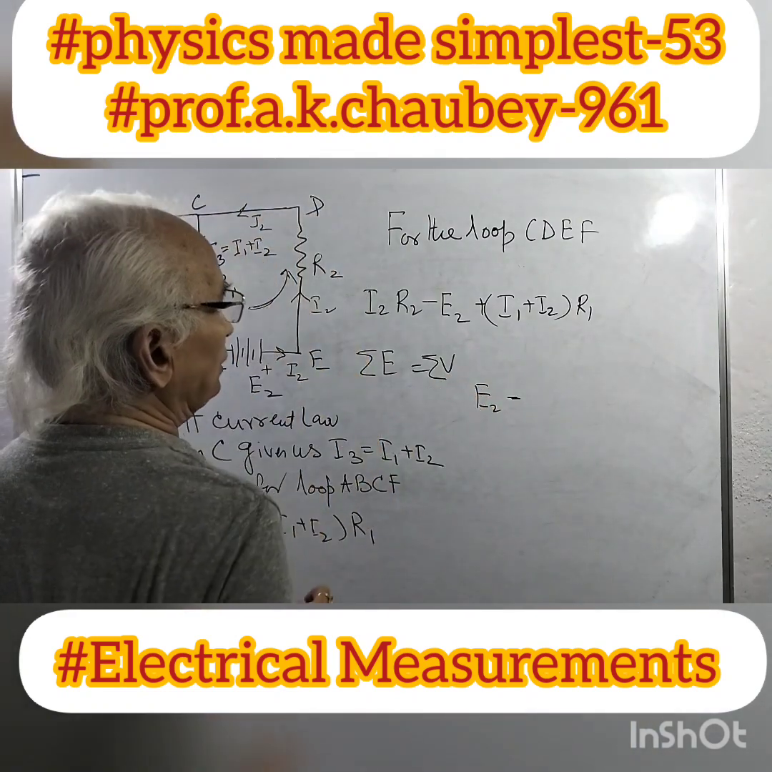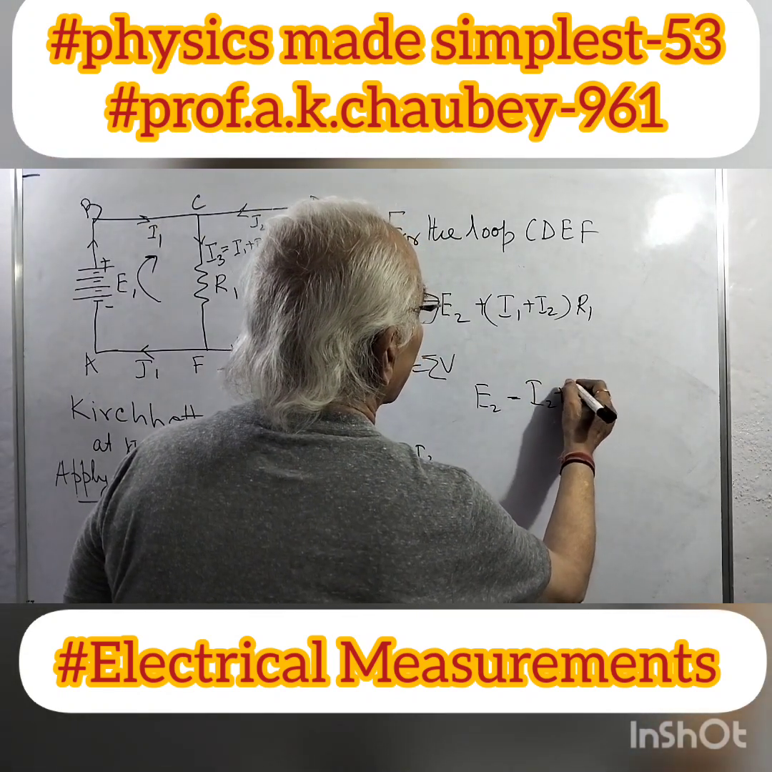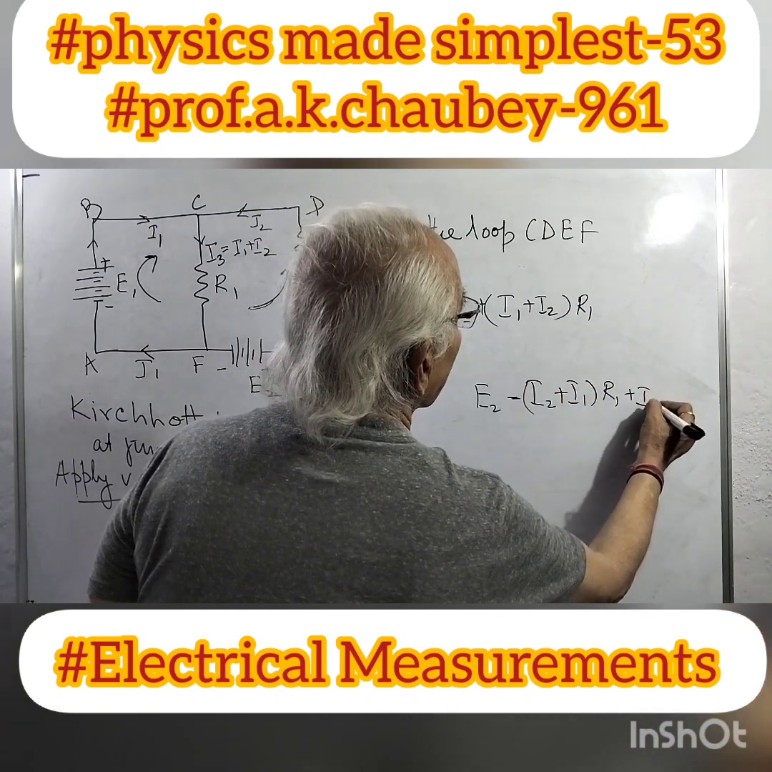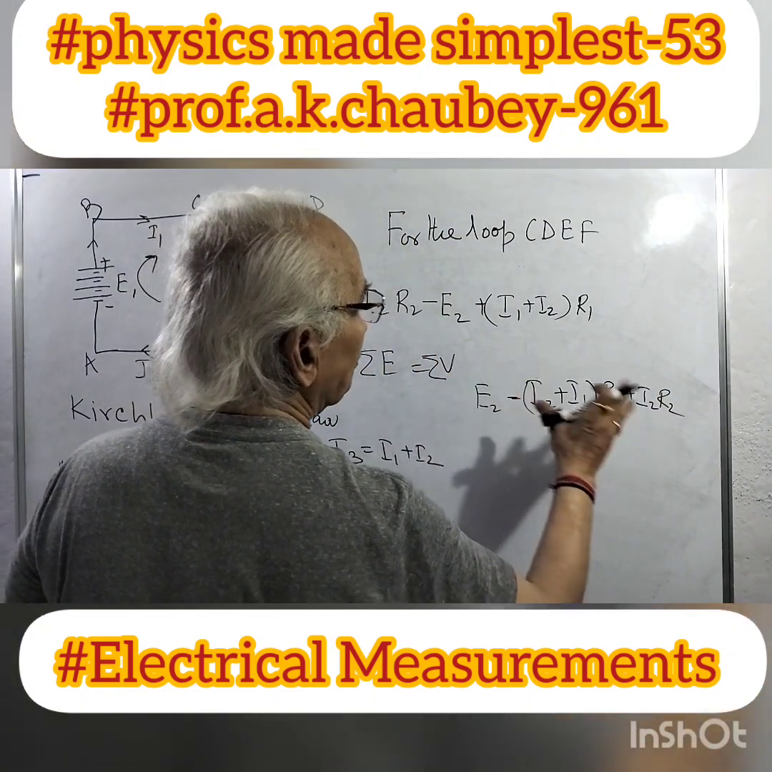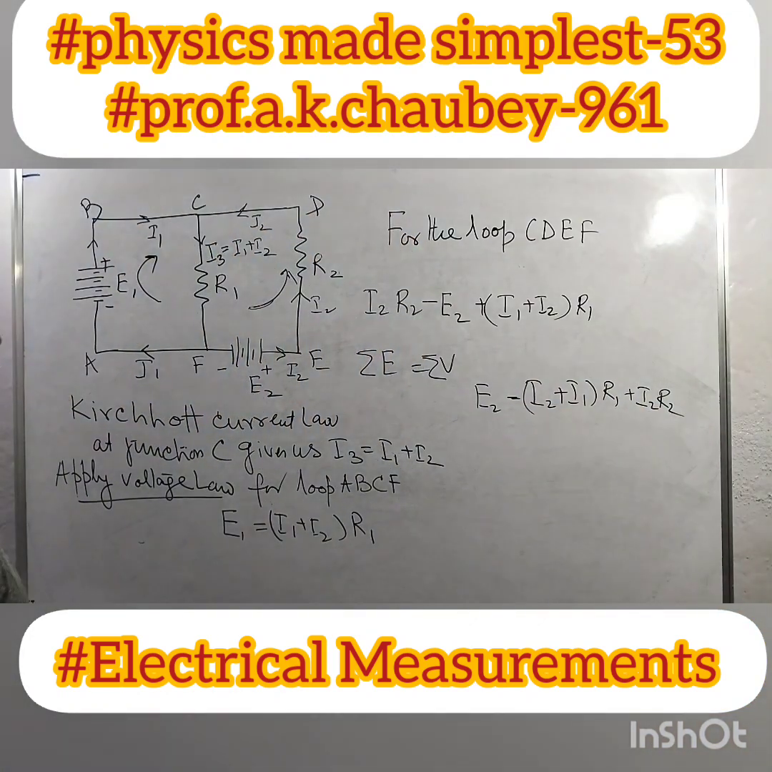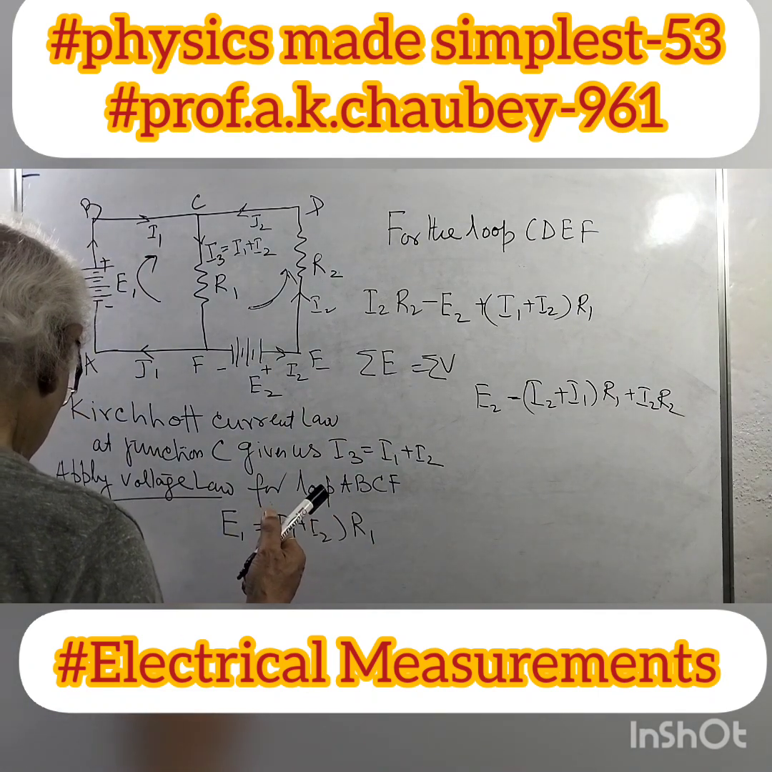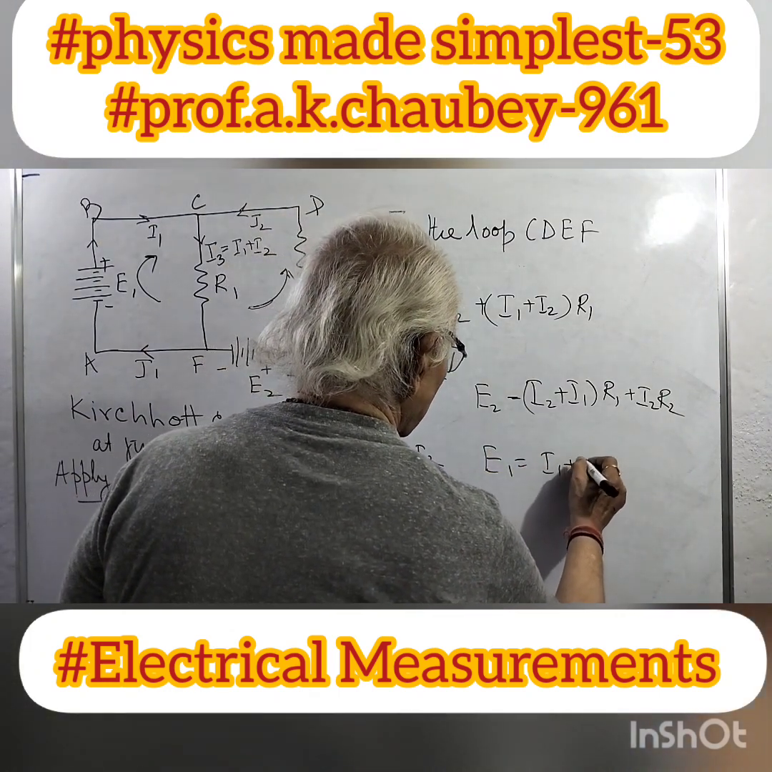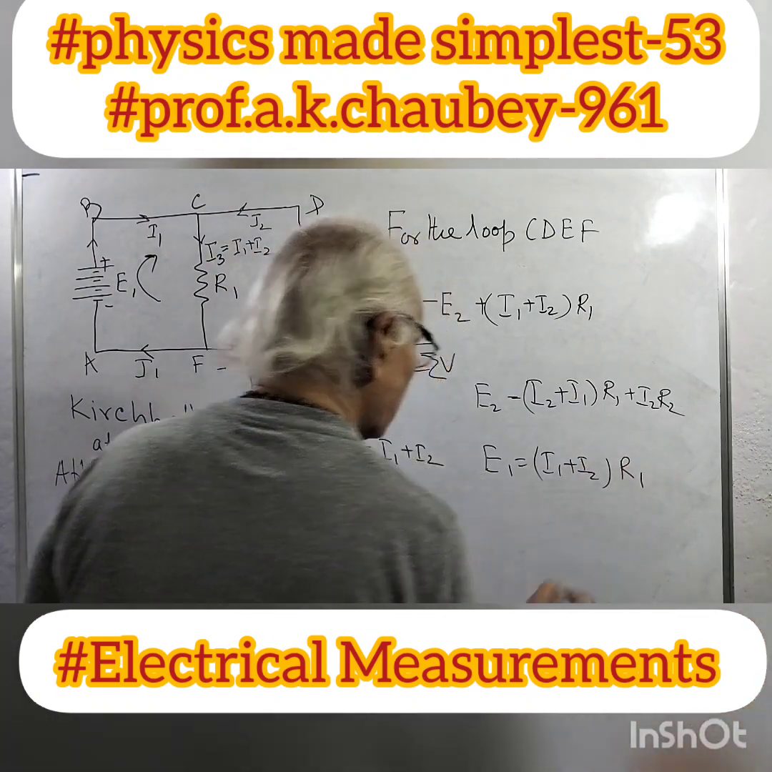Summation V means the total voltage here, that is (I2 plus I1) into R1 plus I2 into R2. Total EMF must be equal to total voltage drop. So the current law we wrote earlier, and this voltage law, these two equations can be used. That is, E1 is equal to (I1 plus I2) into R1. This was earlier.